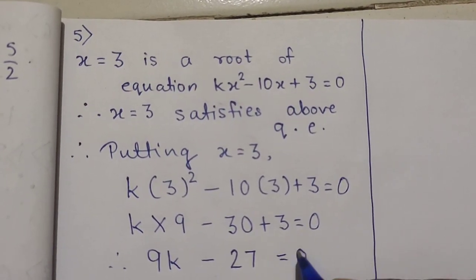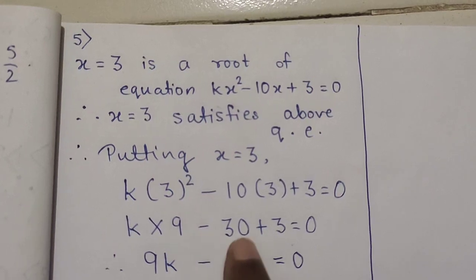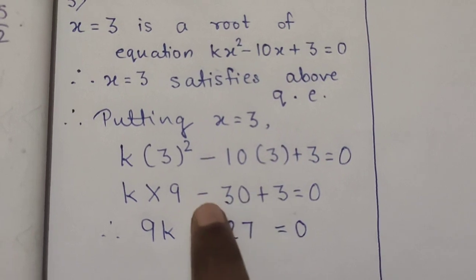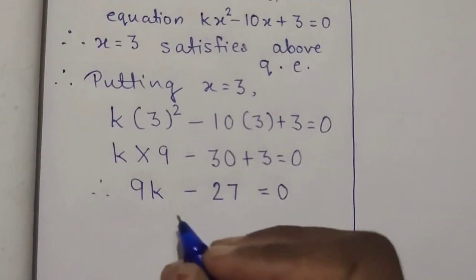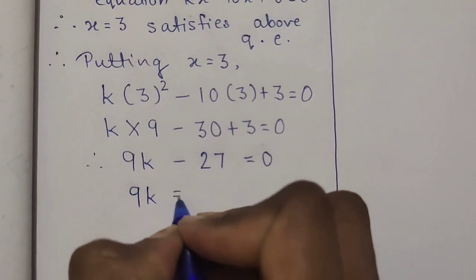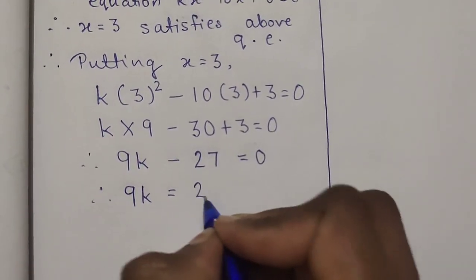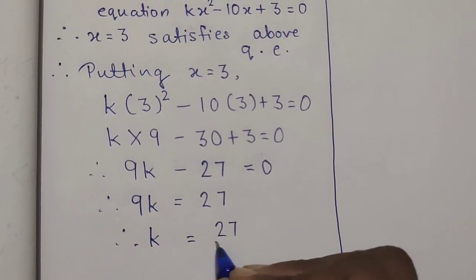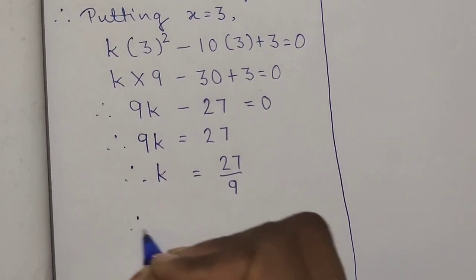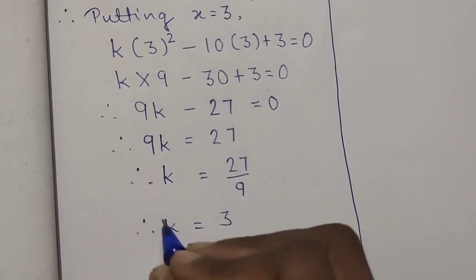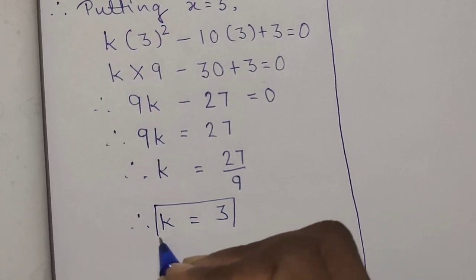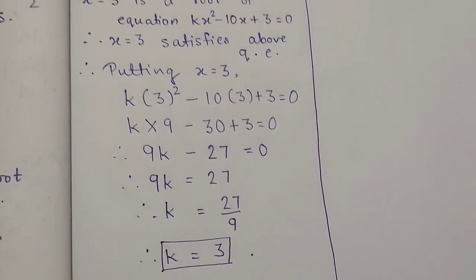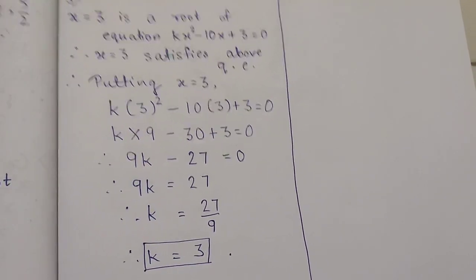Okay? Understood now? This is not 30 plus 3. This is minus 30 plus 3. So subtract 3 from this 30, that is 27. And your bigger number is negative, so put minus sign here. Now transfer this 27 to right hand side. So minus 27 becomes 27. Now transfer this 9 to right hand side so that it becomes 27 upon 9. And you know 9 3s is 27. So finally you got your k value, that is 3. Okay. That is your answer. Okay. So in this way you are going to solve this equation.